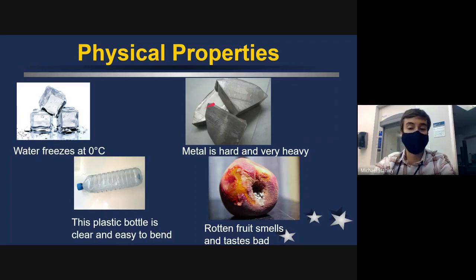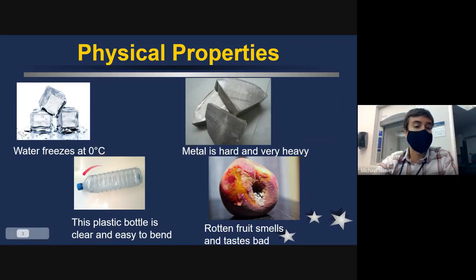These big chunks of metal right here, just by looking at them, you can probably tell they're going to be really hard. They're going to be probably pretty heavy. They look shiny, kind of a silver gray color. If you feel them, they're probably very smooth, but very firm and hard. So all of these are physical properties of this metal, things that you can observe about this metal just by looking at it or feeling it, picking it up and feeling it in your hand. Those are all physical properties.